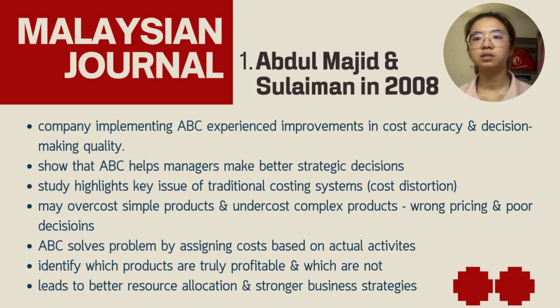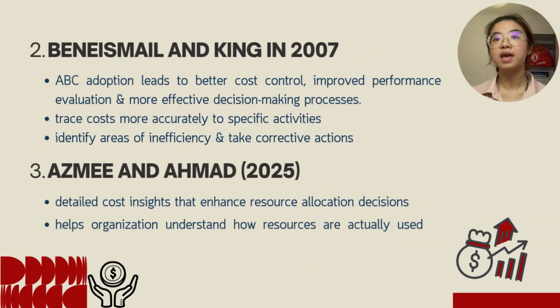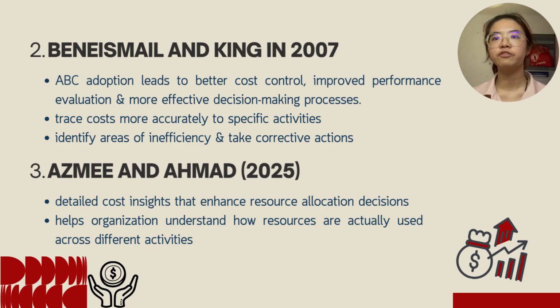ABC solves the problem by assigning costs based on the actual activities, allowing managers to identify which products are truly profitable and which are not. This leads to better resource allocation and stronger business strategies. Another study by Ismail and King in 2007 on Malaysian manufacturing firms found that ABC adoption leads to better cost control, improved performance evaluations, and a more effective decision-making process.